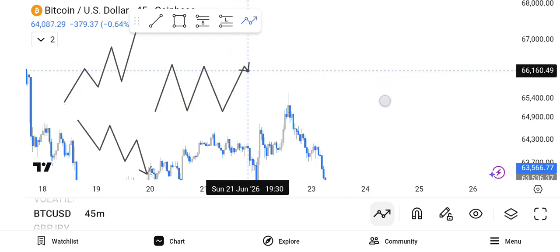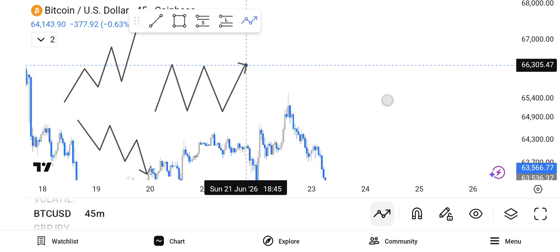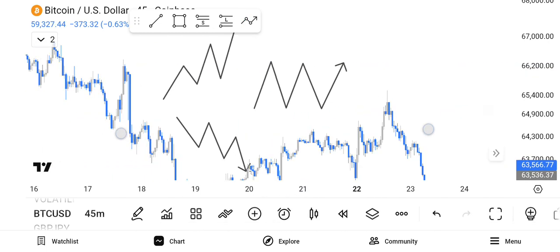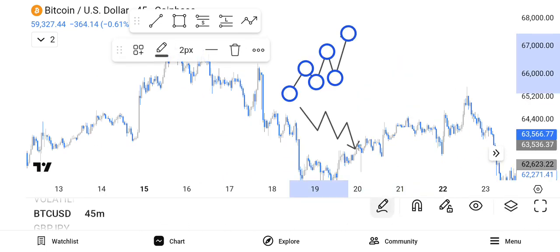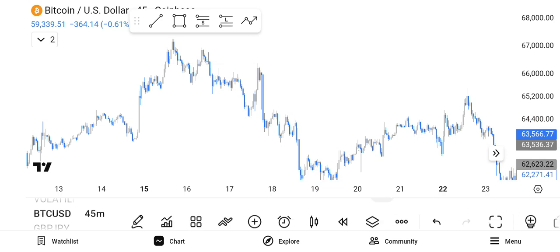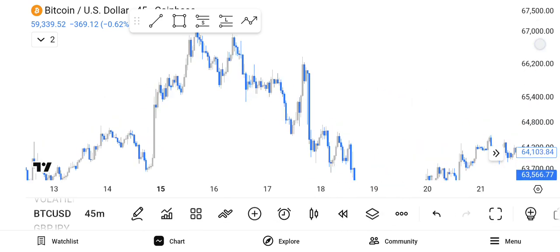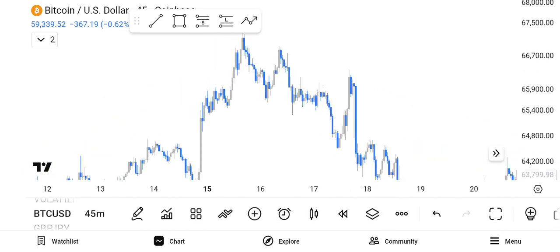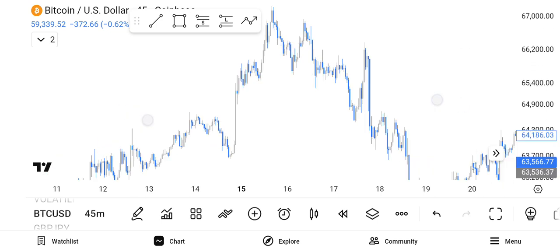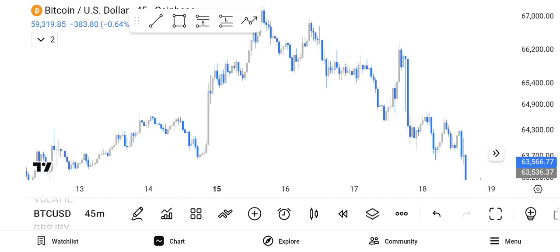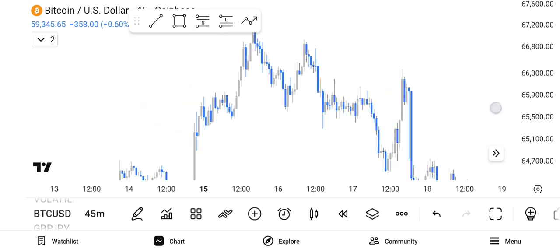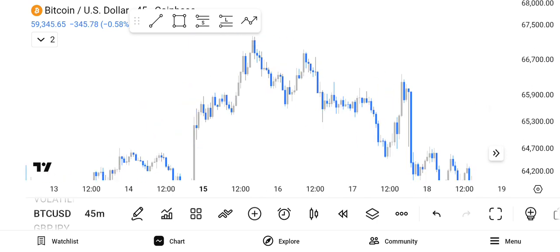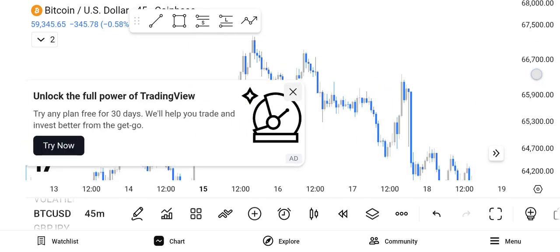Now in this video, we are going to talk more deeply about market structure. Market structure is a more refined definition of market trend. It shows you where the market is moving to at that exact time, what the market is about to do, when the market is about to reverse, and when the market trend is about to shift.